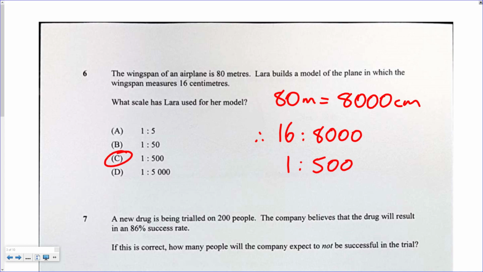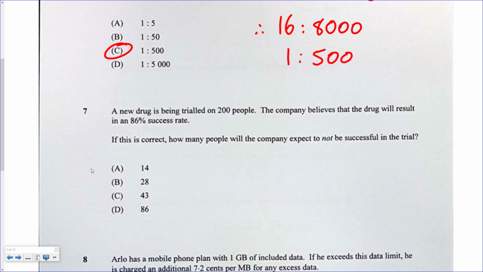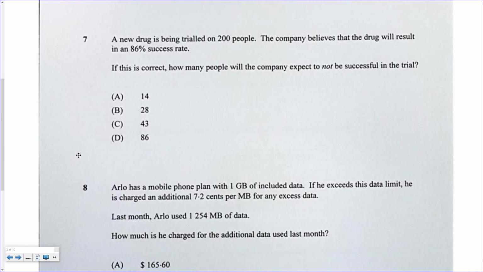And just very quickly on this question, if instead you decided to make 16 centimeters be 0.16 meters, that means we'd have the ratio of 0.16 to 80. And then again, if you simplify that by dividing both sides by 0.16, you'll get 1 to 500. So either way it works. It didn't need to be meters to centimeters. I could have changed the centimeters to meters and we've done the exact same thing. I'll go down to question 7 now.